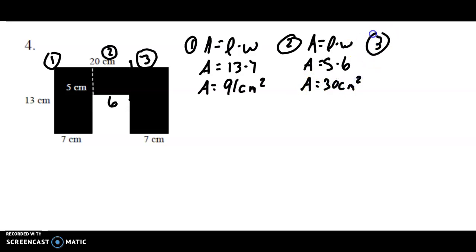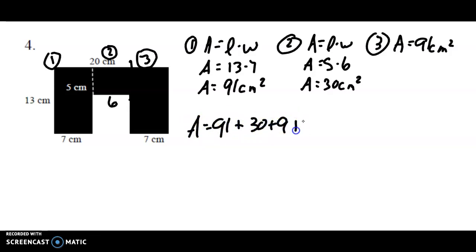And number 3 is exactly the same as number 1, so I don't have to redo the formula there. Area is going to be 91. And this one, all of them are shaded, so I'm going to add them together. And the final answer here is 212 centimeters squared.